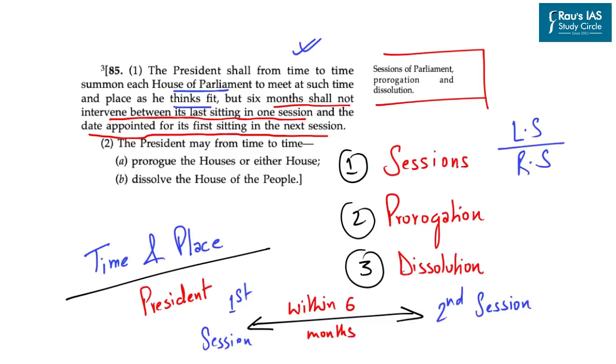The article further says that the president may from time to time prorogue the house or either house or dissolve the house of people. Now, why only dissolve the house of people? Because Rajya Sabha cannot be dissolved.